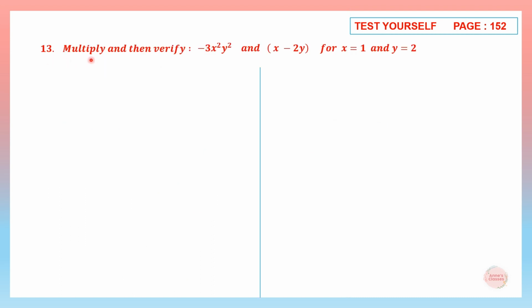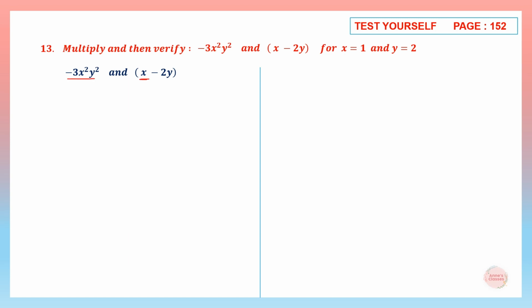Question 13, multiply and then verify. So first we have to multiply this monomial and binomial and then verify by substituting for x and y. So let's begin with that. So first let's multiply these. That means we take this monomial and we first multiply it with x.